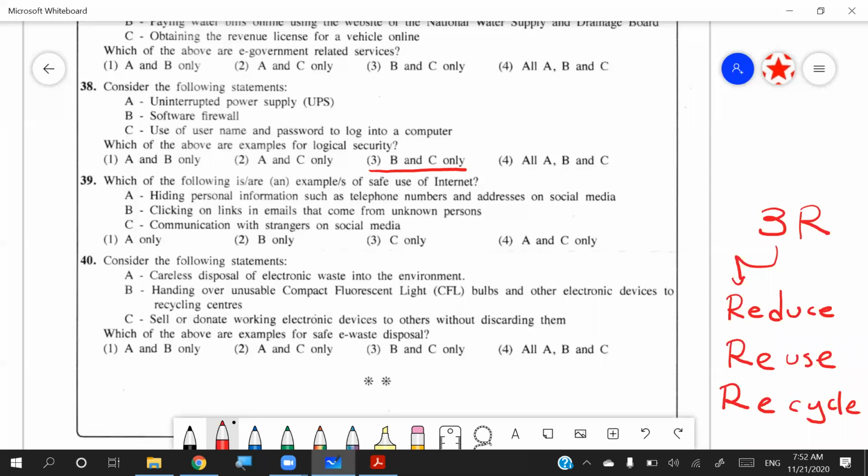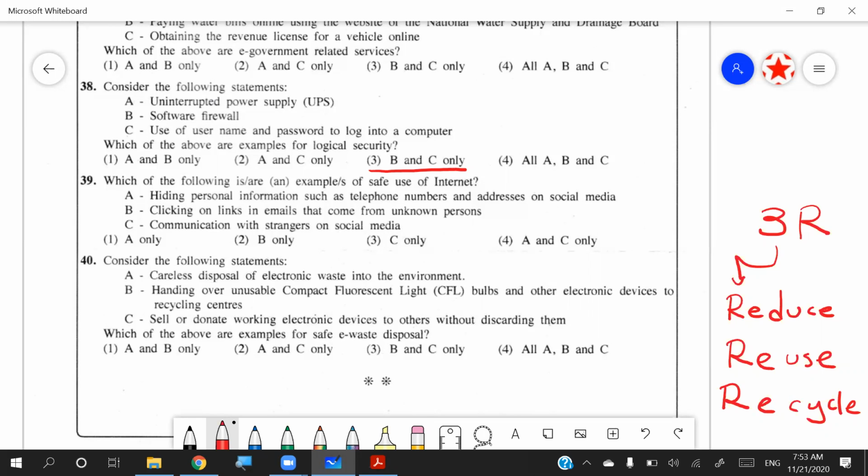And reuse, right? That is explained in choice C, sell or donate working electronic devices to others without discarding them. That is what you call reuse, right? Something that I have used already is being used by someone else because I have donated it or resold it. So that person is not going to buy a new device, he is going to use the same thing, which indirectly minimizes the production of electronic devices and again minimizes electronic waste.